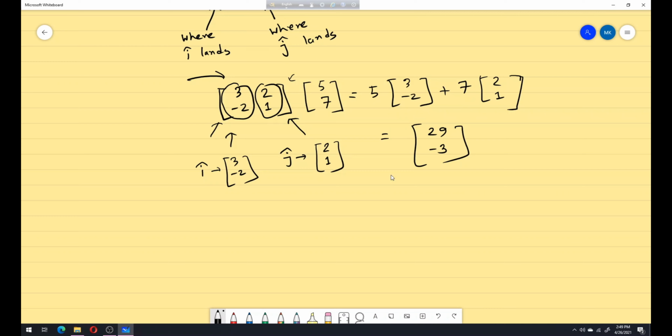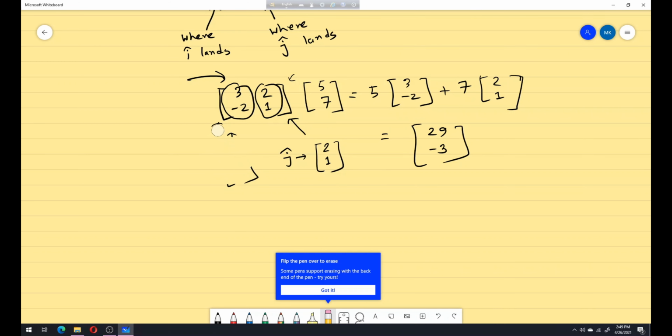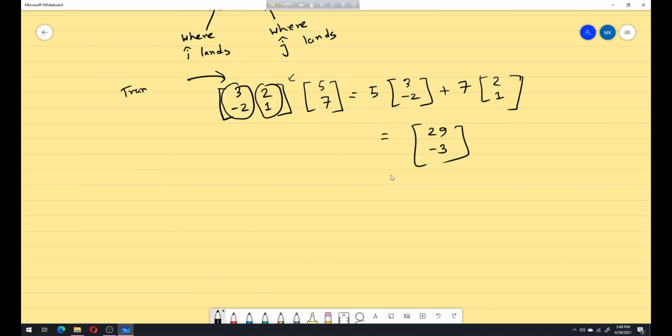So this matrix is basically the transformation. This vector is your vector V, and this is the transformed vector. Okay.